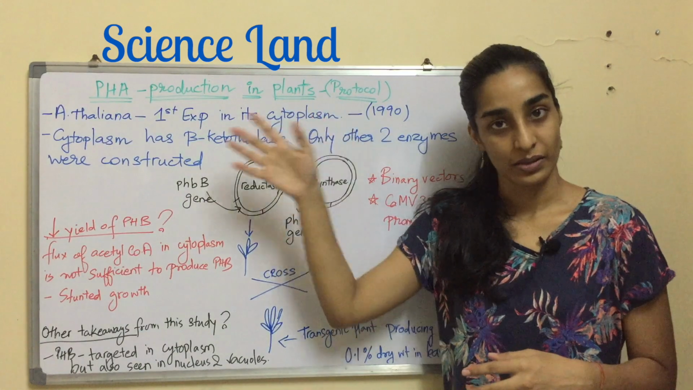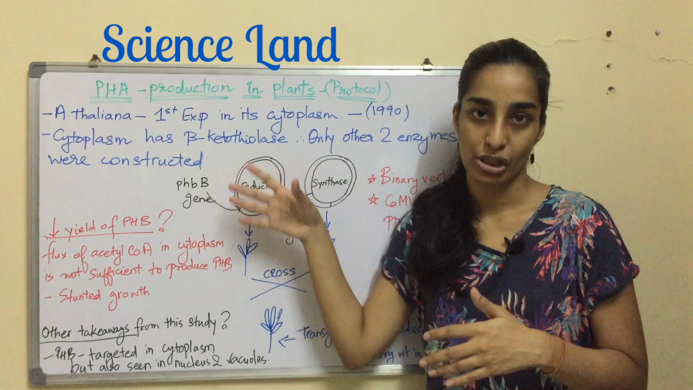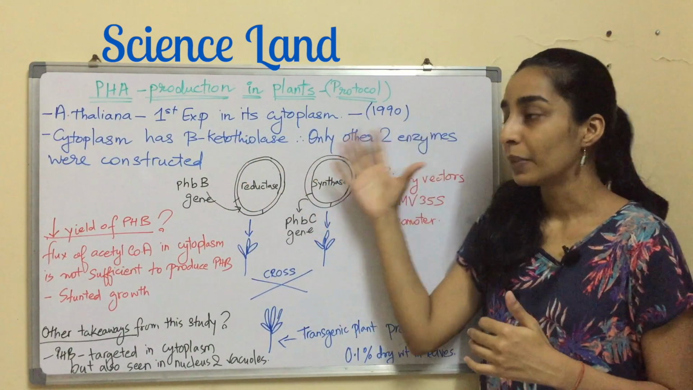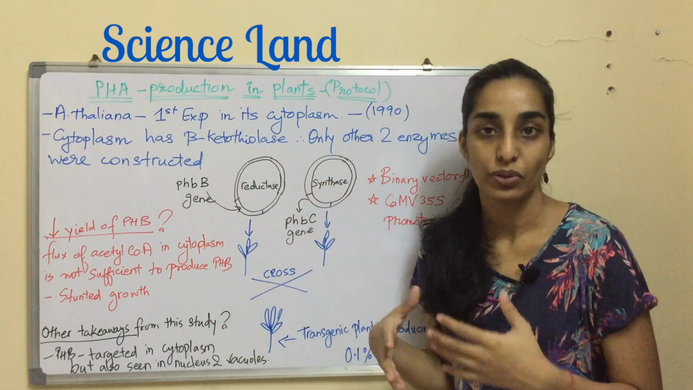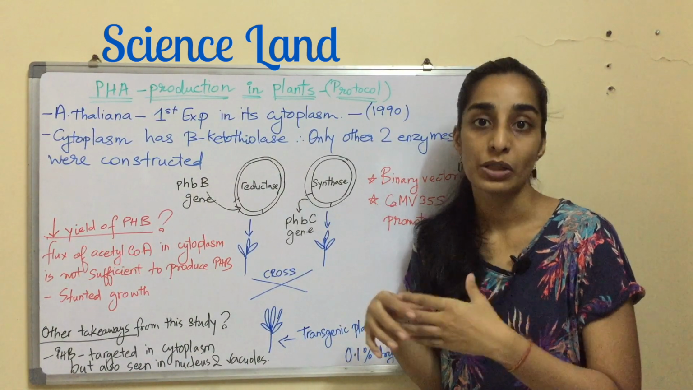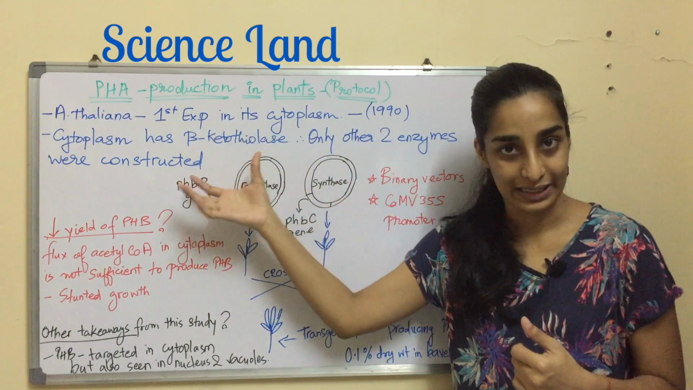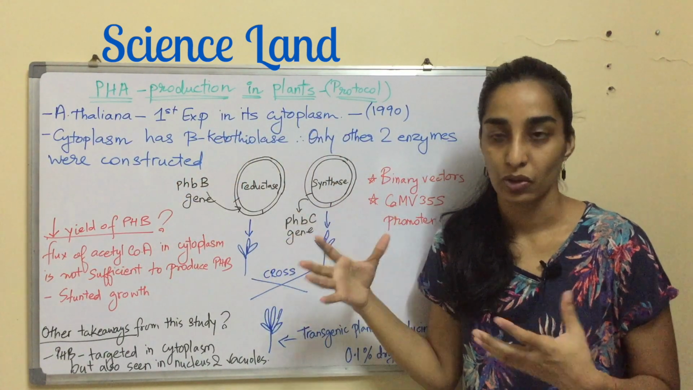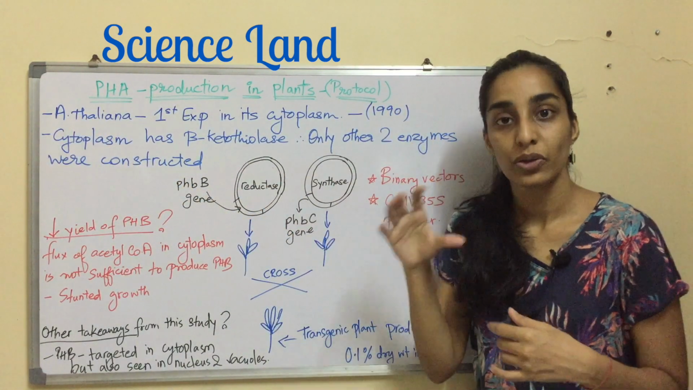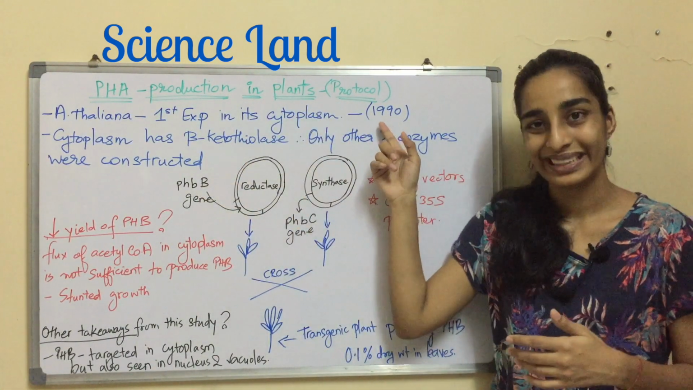PHA production in plants, polyhydroxyalkanoates. Now, one of the most commonly occurring PHA is PHB, polyhydroxybutyrate, okay? And the video basically would be helping you to know the protocols or various studies which conducted the PHA production in plants. Now, the very first experiment was carried out in a plant called Arabidopsis thaliana. Now, people intended to produce PHB in the cytoplasm of this plant in the year 1990.